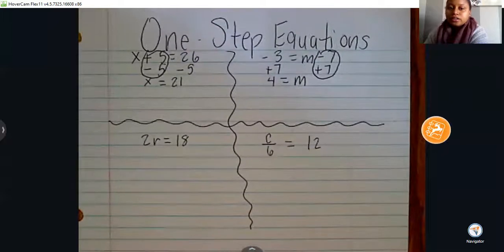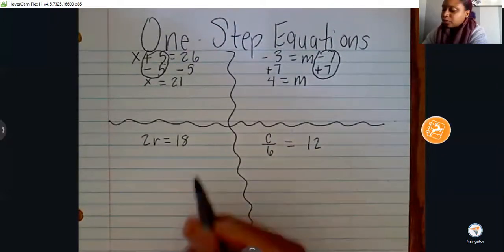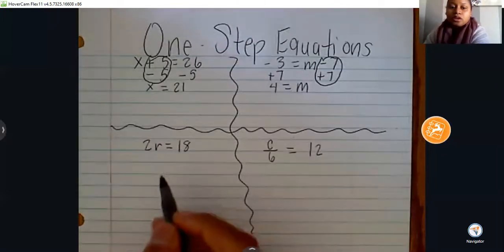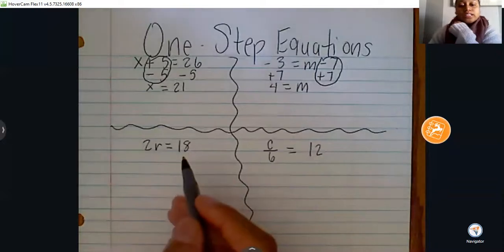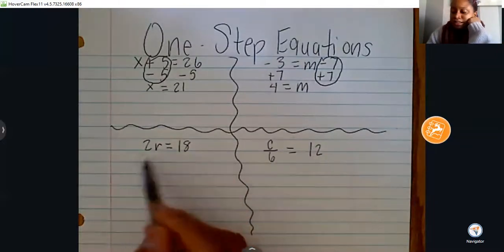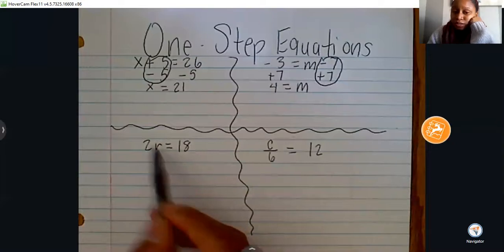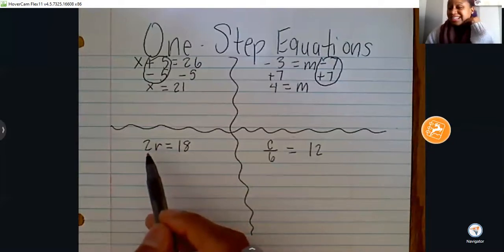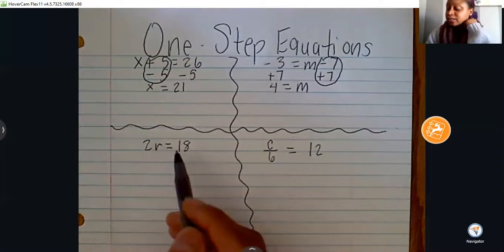All right. Last two, we got multiplication and division. So 2r equals 18. The biggest thing to remember here is that when you have a number next to a variable, this number is called a coefficient. This actually means multiplication. So this is basically like 2 times r, which equals 18.